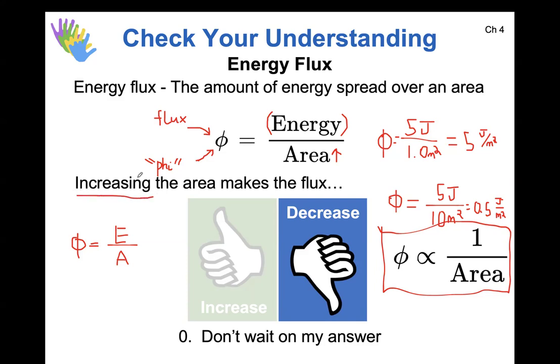Because notice that the word refers to a rate of change rather than just a new number. So obviously, if it had said increasing the energy makes the flux, that would have been the opposite, right? Then the flux goes up. So increasing the energy makes the flux increase, whereas increasing the area makes the flux decrease.